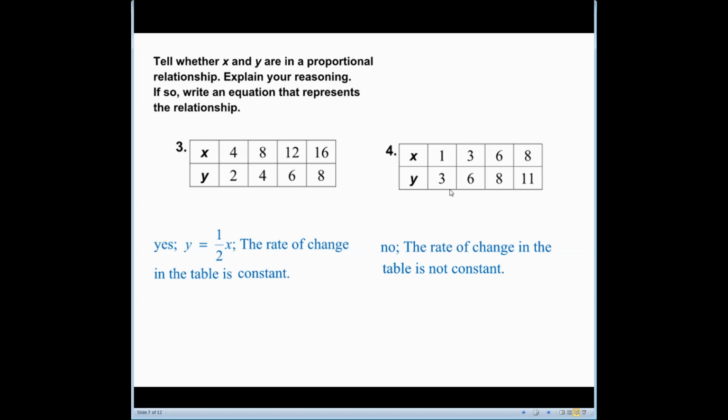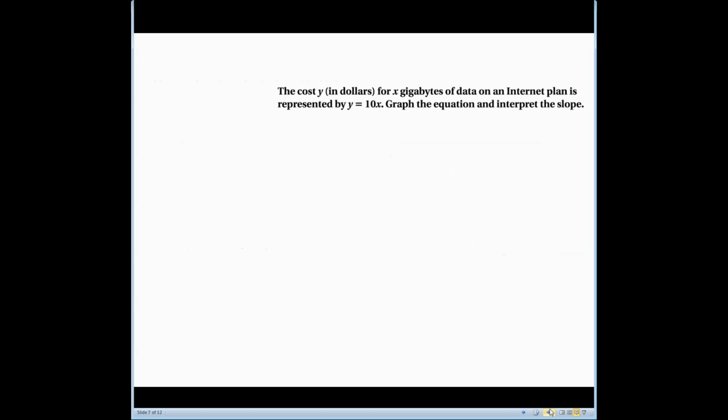To go from 1 to 3, multiply by 3. To go from 3 to 6, multiply by 2. To go from 6 to 8, I have to multiply by 8/6, or 4/3. So the rate of change is not constant. So x and y in problem number 4 are not in a proportional relationship. All right, so let's look at a word problem.